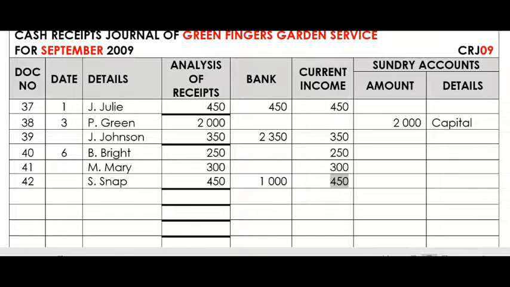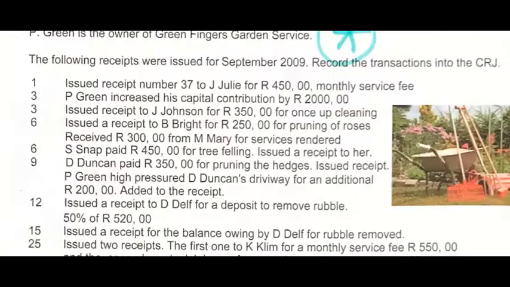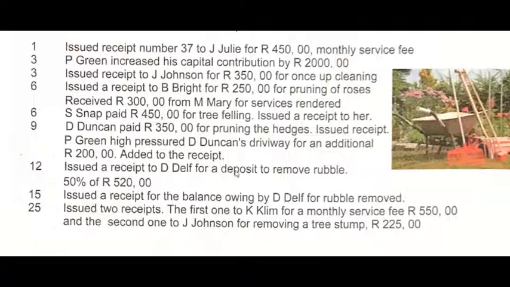So on the 9th, we would have issued a receipt number 43 to D. Duncan for 550 Rand because it was the initial 350 plus that additional 200 Rand. Then it's the only transaction for the day, so we can cash up our till and bank it, and it was for services rendered. That goes to current income. Then on the 12th, we issued a receipt to D. Delph for a deposit to remove rubble, 50% of 520 Rand.